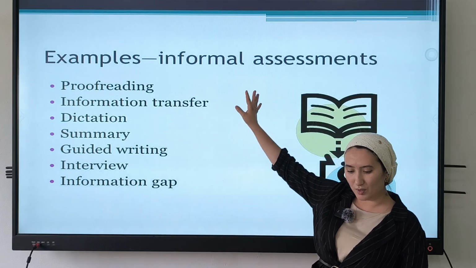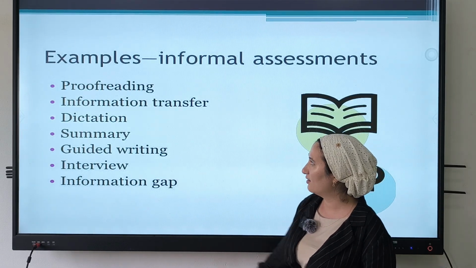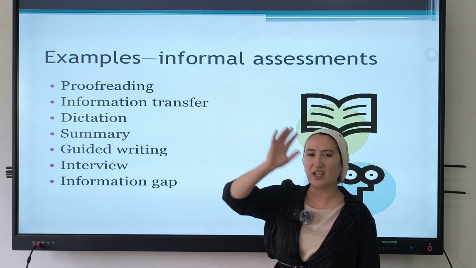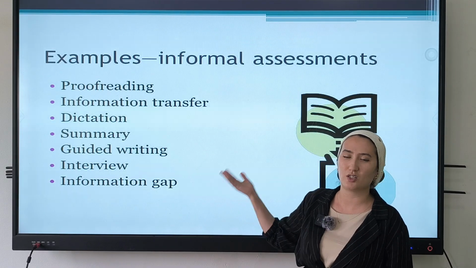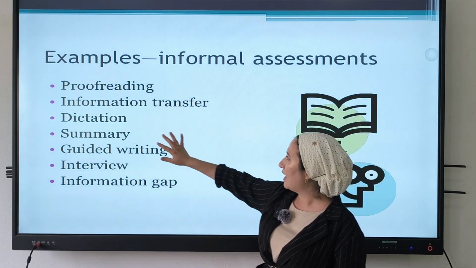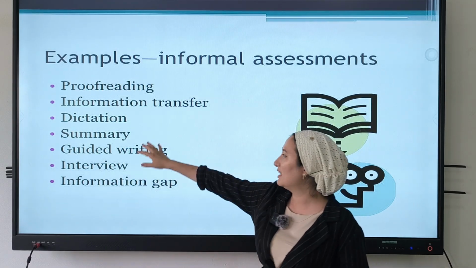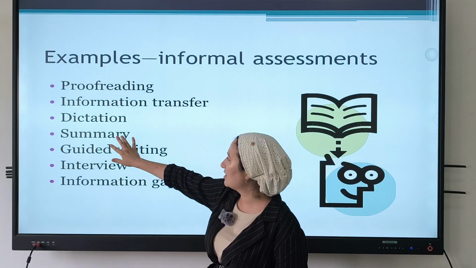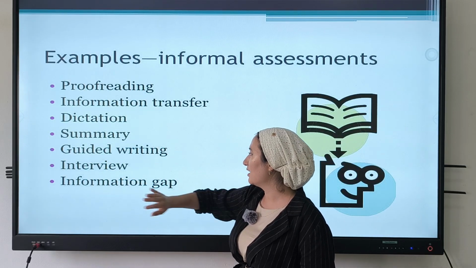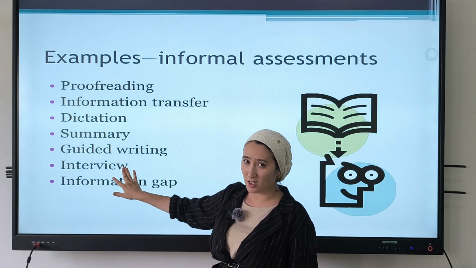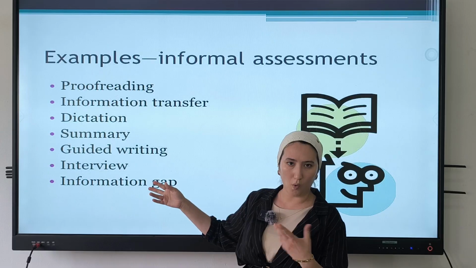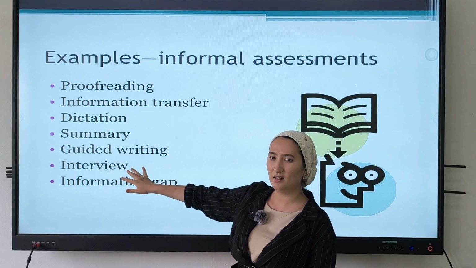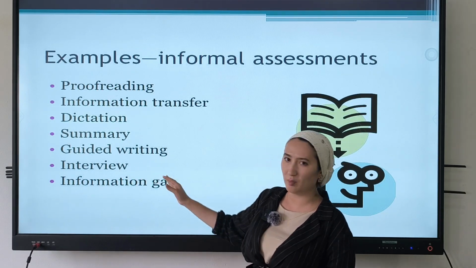And here are examples of informal assessments. For example, proofreading. They just read it. Yeah, this is just maybe oral. Yeah, and information transfer, dictation. This is also oral speech, based on the oral speech, summary, guided writing, interview. You can conduct interviews, oral interviews, yeah, and this is considered to be informal assessment.